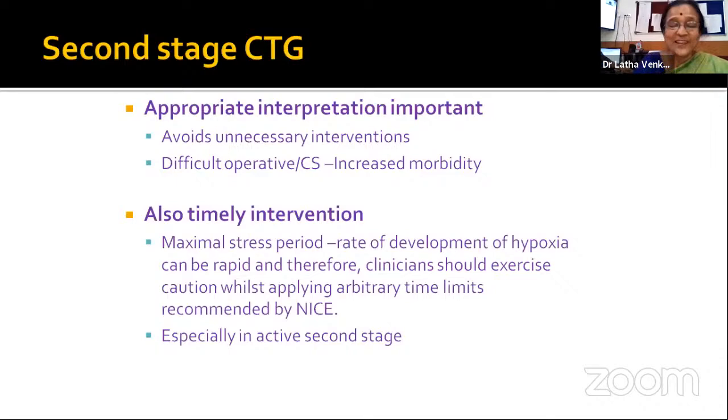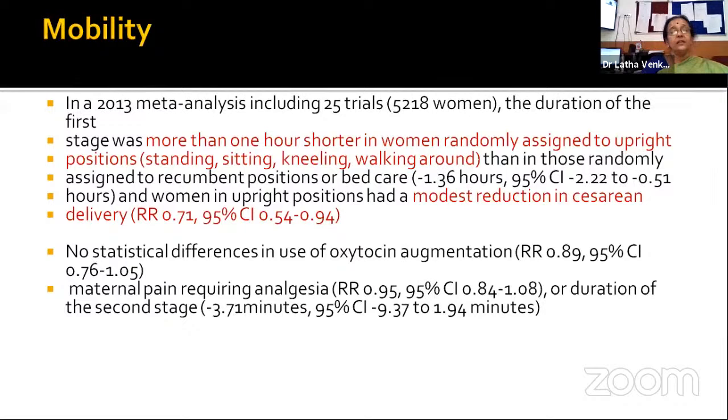Mobility, there is plenty of evidence to say that mobility, especially standing, sitting, kneeling, walking around, etc., reduces the duration of labor by more than an hour, actually, and also a modest reduction in second stage cesarean section delivery. So is it not important that we keep our women mobile? Should we tie them to the bed because we are worried about the fetus and we want to monitor them with the CTG available now? At present, what ties her really down to bed?